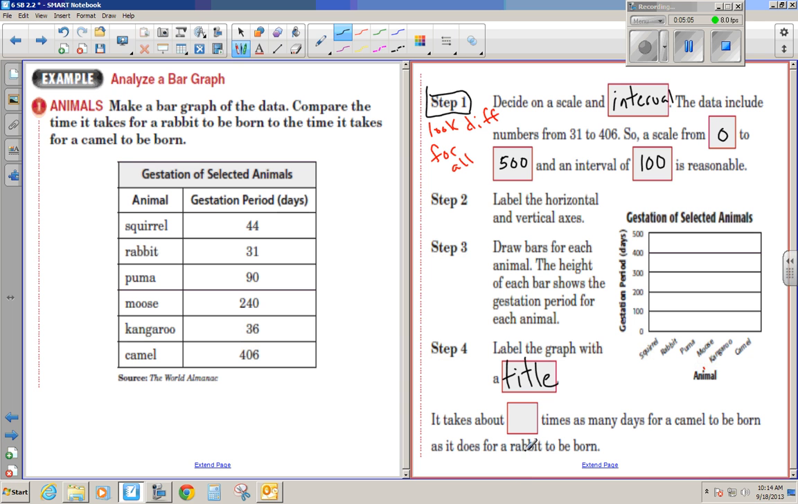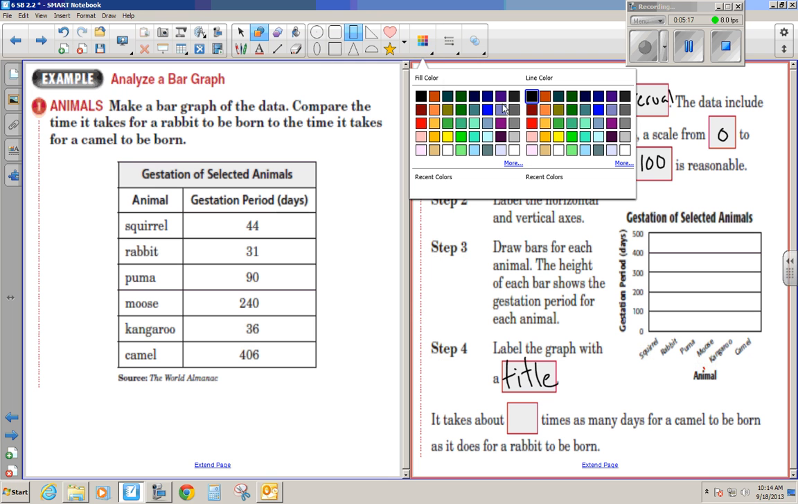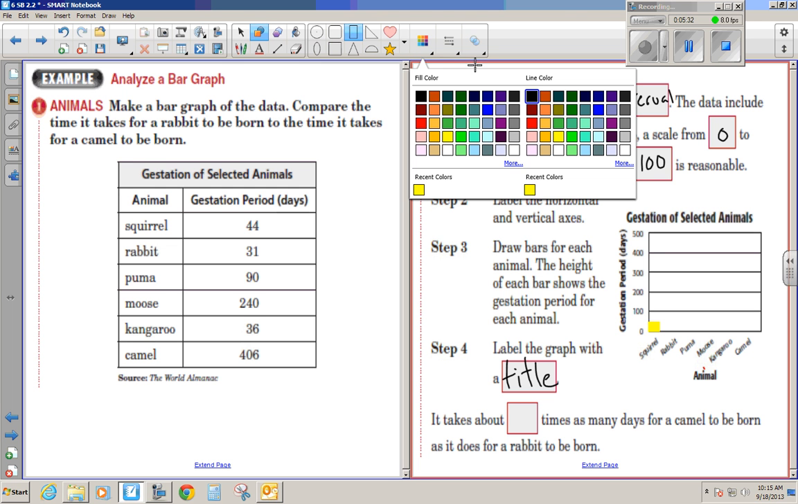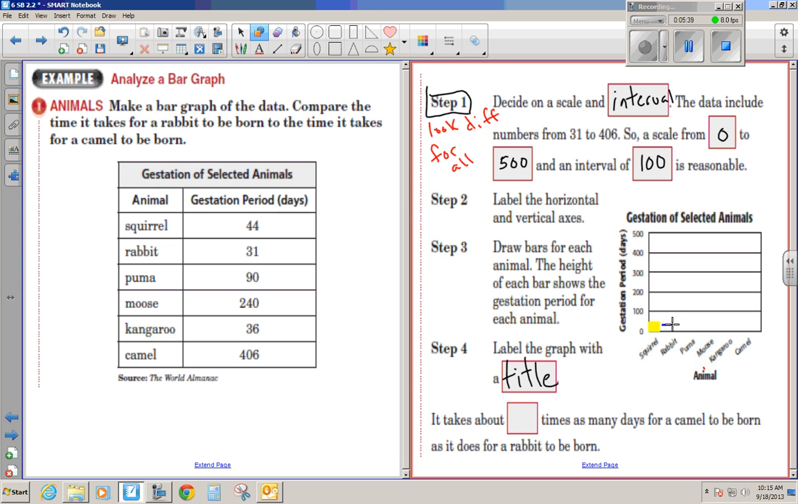Now, it takes about blank times, so now we actually have to do it. So let's talk about squirrels. It's going to be hard for me to draw. Actually, I might be able to use some boxes up here. All right, so a squirrel is 44, so it's about half. A rabbit is about 31, so it's less than a squirrel.